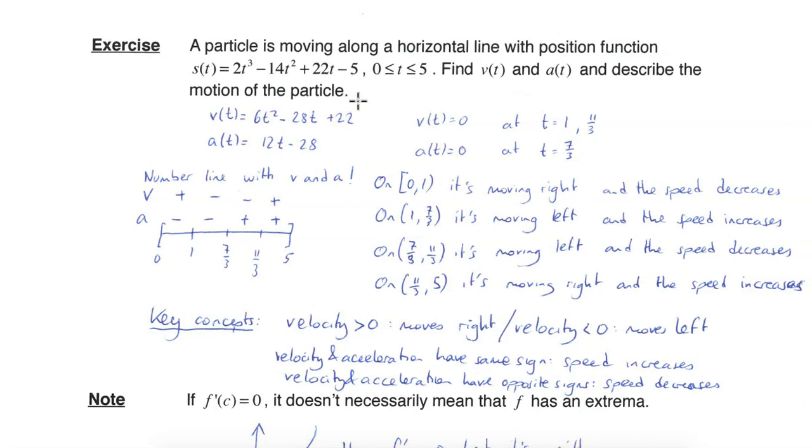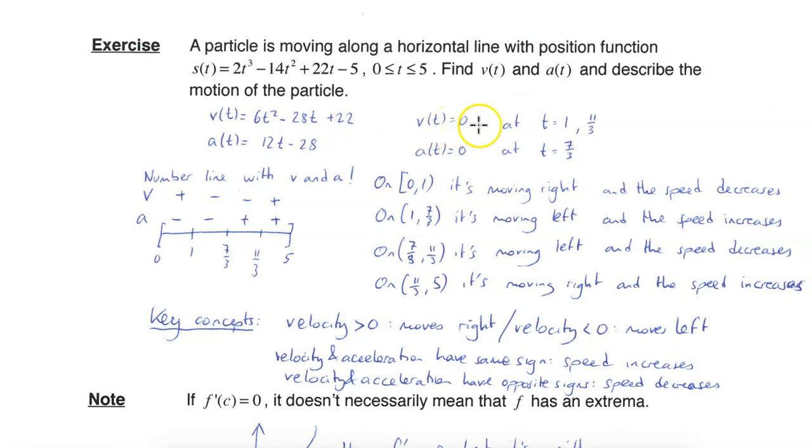Once again, we have a polynomial, so finding the first derivative, s prime equals v, is easy, and finding the second derivative, s double prime equals v prime equals a, is also easy. In such an exercise, we need to make a number line with both a and v, and we'll see why when we talk about the speed.